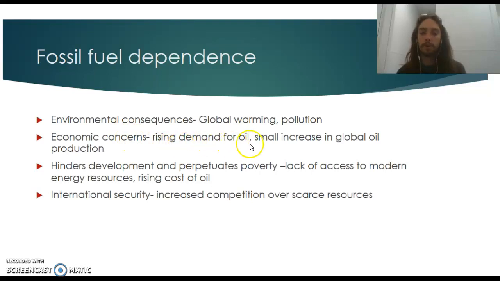With the rising demand for oil, we have a small increase in global oil production, which is increasing prices, increasing competition, increasing our dependence on foreign oil needs. And that's why we're having all these wars and small conflicts over there. There's a dependence of foreign oil. That fossil fuels hinder development and perpetuate poverty. So with a lack of access to modern energy resources and the rising cost of oil, certain areas are being left behind. And so you see that with like the coal mining areas of Appalachia. They don't have a very good access to modern energy resources or technology or education.